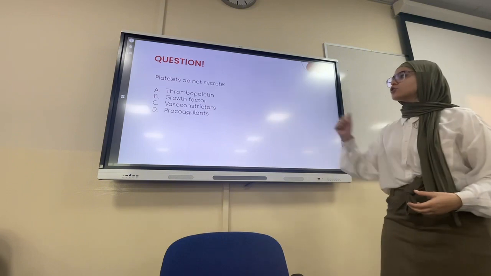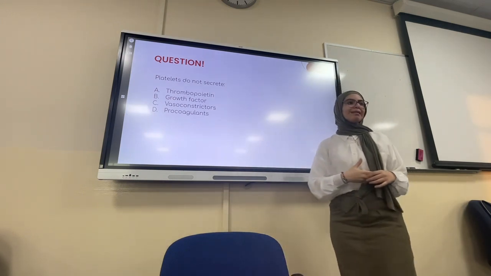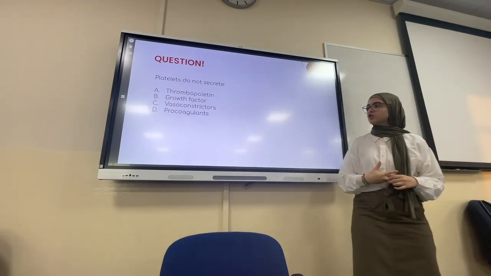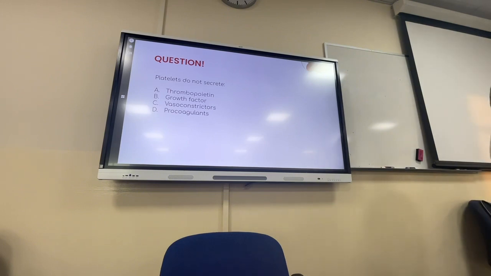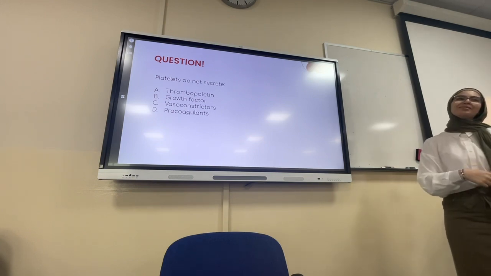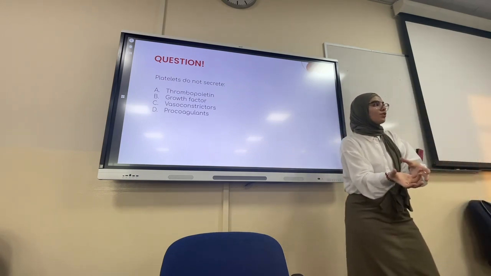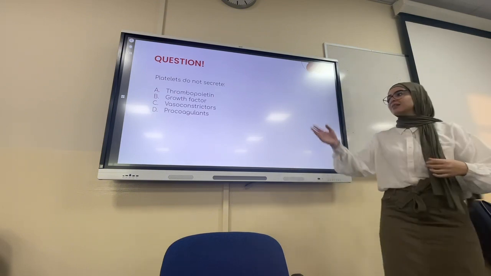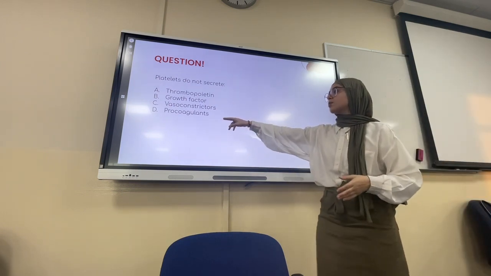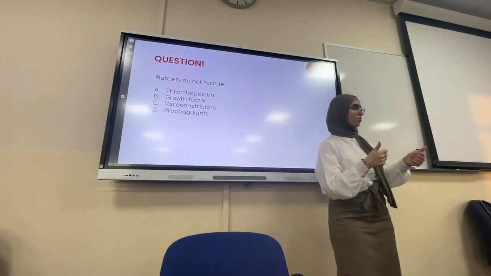Now take this into consideration and try to answer this with all the knowledge that we have about platelets. Which of these is not secreted by platelets? C. C, vasoconstrictors. But we did say platelets do release some chemicals when we talk about the vascular spasm, the first step. Is it B, growth factor? We just said platelet-derived growth factor. Is it A? It's A, right? Because thrombopoietin, what does it do? It regulates the formation of the platelet. Does RBC release erythropoietin? So the answer is A, as you correctly said, because it does release procoagulants, it does release vasoconstrictors, and it does release growth factor. All good? Mm-hmm. Perfect.